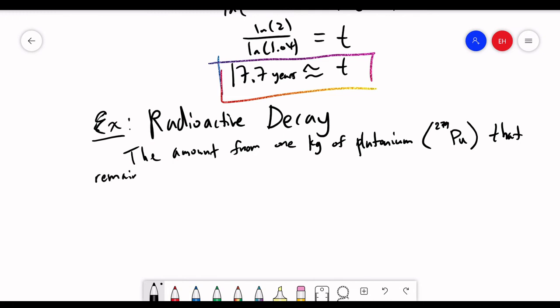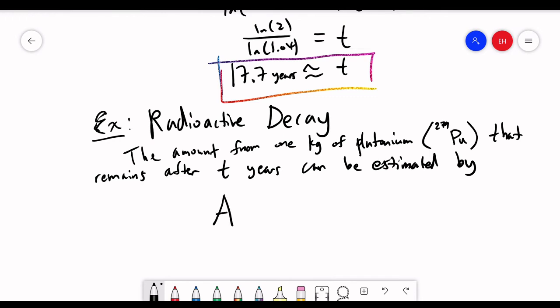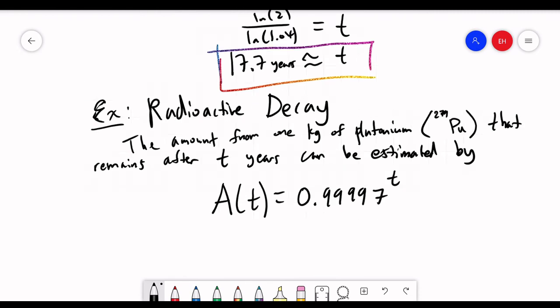That's chemistry stuff. It's not that important for this problem, for the math, but just put it there anyways. The amount from 1 kilogram of plutonium that is left or remains after t years can be estimated using this exponential decay model. The amount of plutonium after t years is equal to 0.99997 to the power of t.